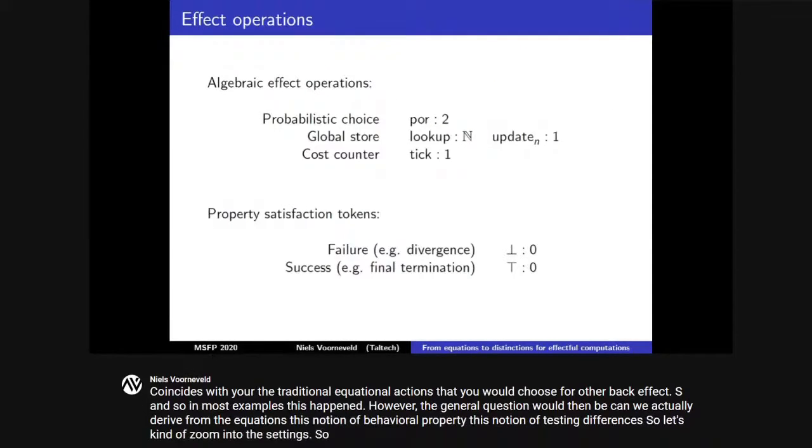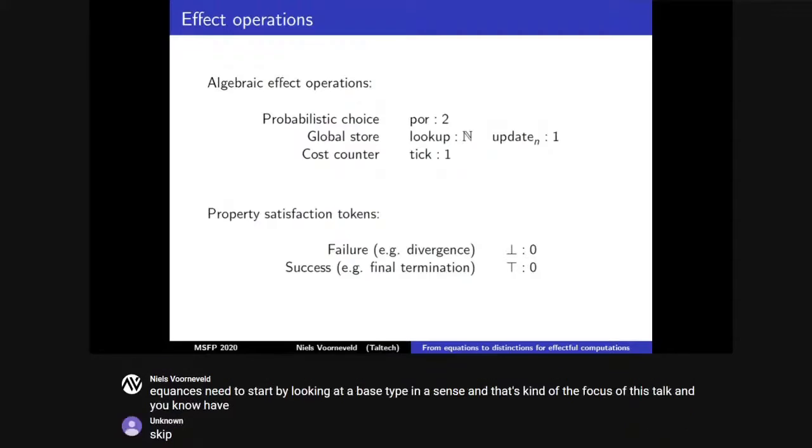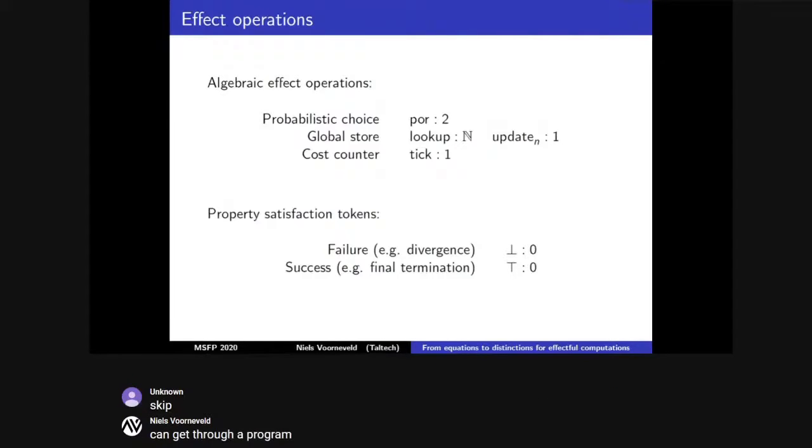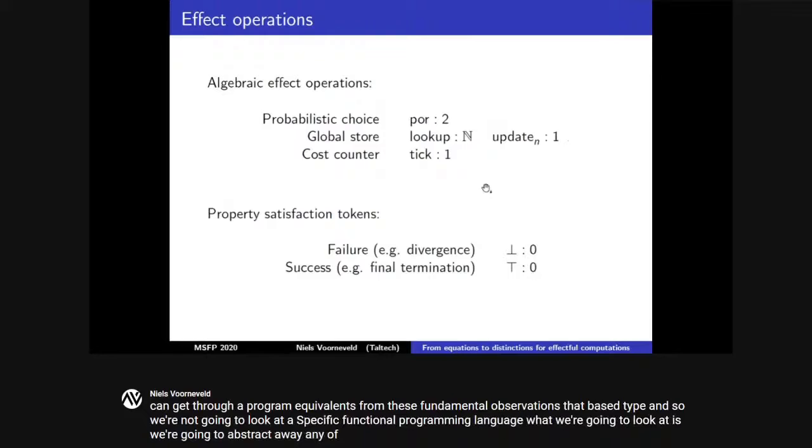So let's zoom into the setting. In order to establish these notions of equivalences, we need to start by looking at a base type, and that's the focus of this talk. Then I'll mention how you can get to a program equivalence from these fundamental observations at base type. We're not going to look at a specific functional programming language. We're going to abstract away any of the pure computation reduction steps and zoom into the algebraic effect operations.